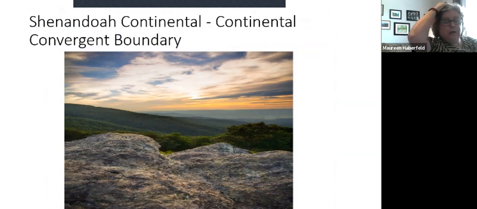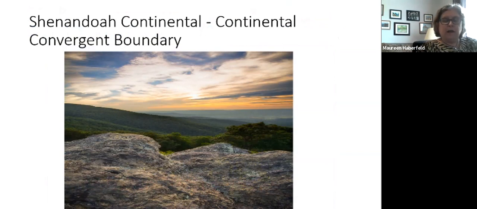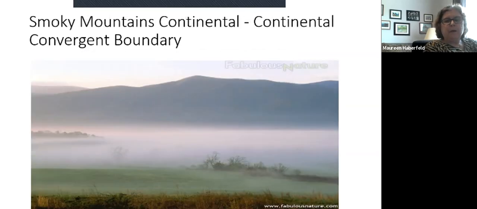Now, if you look at the east coast of the United States, Shenandoah National Park is formed from a continental convergent plate boundary. And that's where no recycling of material occurs, no subduction. So instead, everything gets crumpled up into mountain ranges. Smoky Mountain's the same thing. It's part of that Appalachian Mountain Belt, continental convergent.